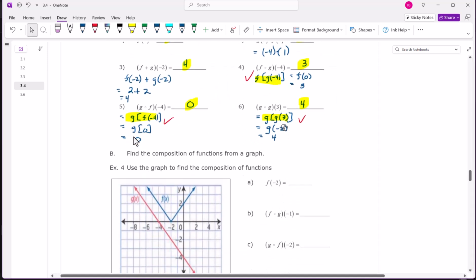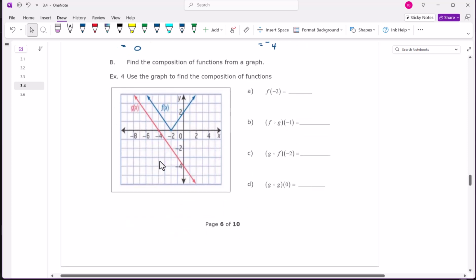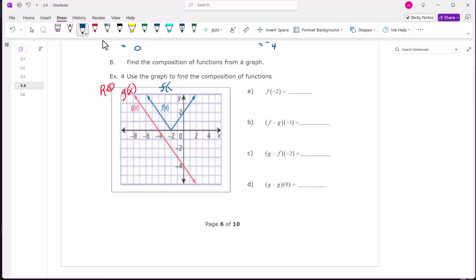Okay, next thing we'll do is go down the bottom of the page, and we're just going to do the same thing with a graph. So in this particular problem, g of x is the function in red, and f of x is the function that's in blue. So if we do f of negative 2, locate that point, that will have a y value of 0.